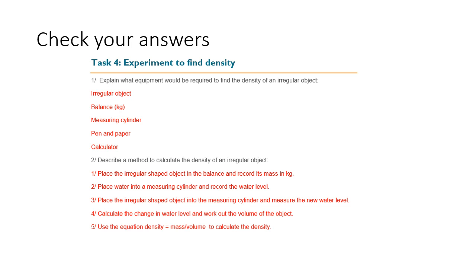First, what equipment will be required to find the density of an irregular object? So we'd have to have the irregular object, we'd need a balance to calculate the mass, a measuring cylinder so that we could find the volume, a pen and paper so that we could record our findings, and a calculator to help us to work out the maths.